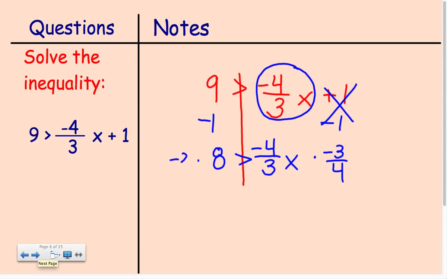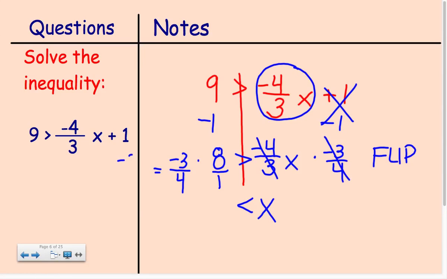Since I'm timesing by a negative, I have to flip. So this and this will make 1. Bring down the x. Flip my inequality sign around. Turn 8 into a fraction, 8 over 1. Negative 3 times 8 is negative 24. 4 times 1 is 4. Negative 24 divided by 4 is negative 6.